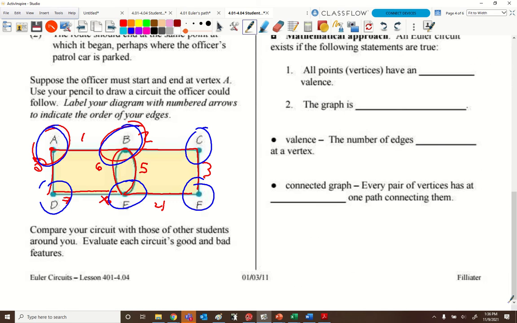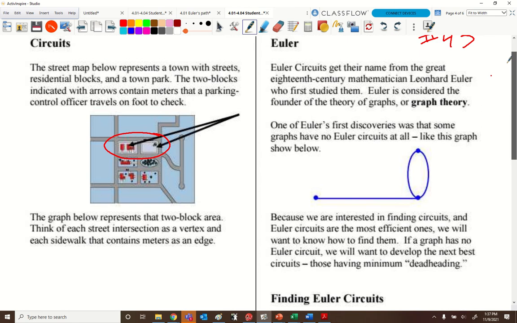Everything is even. So this has 2, 2, 4, 2, 2, and 4. So if they have even numbers of edges, can it be Euler's? Yes, it can. So if it's an odd number of edges, can it be Euler's? No. Okay, that's super important. So let's go back up to here.